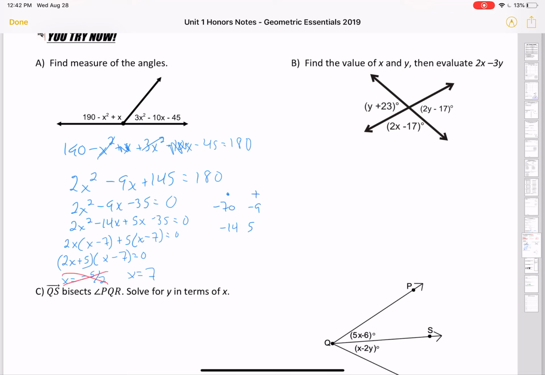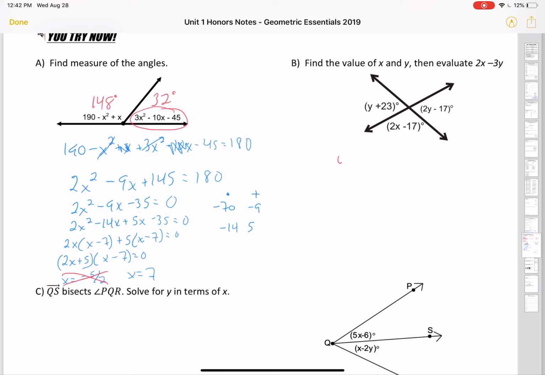So x equals -5 will not work because it's going to make this one negative. So that's why it doesn't work. Now to figure out what the measure of the angles are, I'm just going to plug in 7 every time I see an x into my calculator. This is going to be 148 degrees. And then the other one has to be whatever 180 minus 148 is. And that's 32 degrees. Okay? Just double checking work. Good to go.